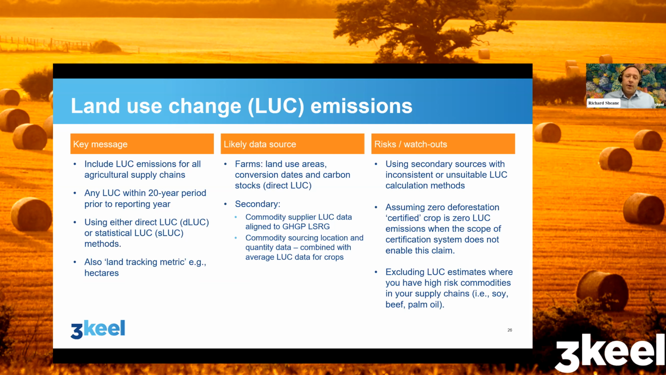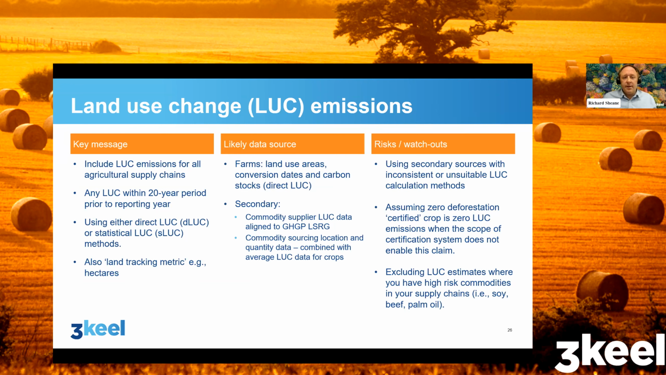That's fine if you are a farm, or your supply chains are short, transparent and traceable. But if you are sourcing a commodity where there's no potential to get down to the growing area, then they do allow the use of what's called statistical land use change, which is country average land use change associated with crops. We'll come on to some of the challenges around this in a second.